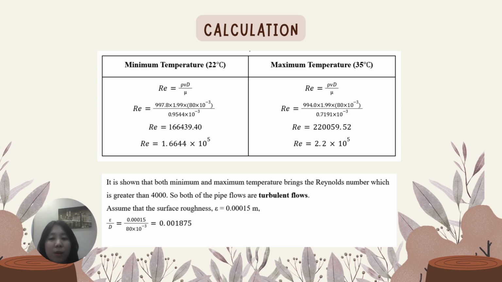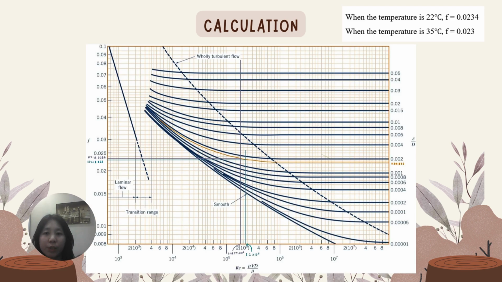Before that, we need to assume the surface roughness is 0.00015 meter. Then we divide by diameter and we get 0.001875. Using the Moody chart, we know that the friction factor for both temperatures is 0.0234 for 22 degrees Celsius and 0.023 for 35 degrees Celsius. For the calculation afterwards, we will use 0.0234 because when friction becomes greater, the pipe will burst if it cannot withstand the force.